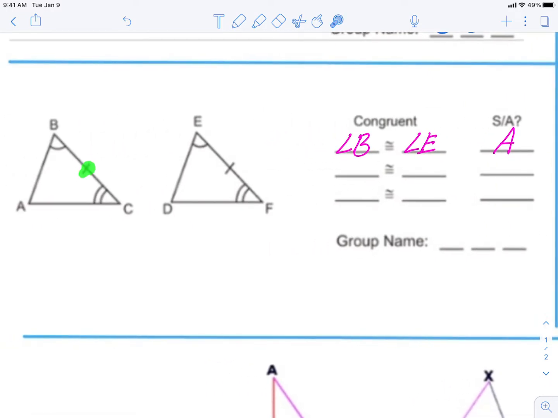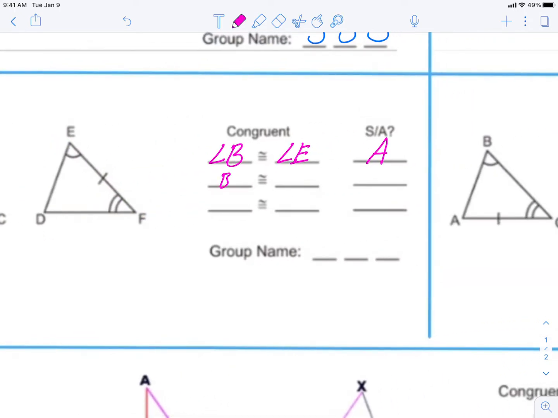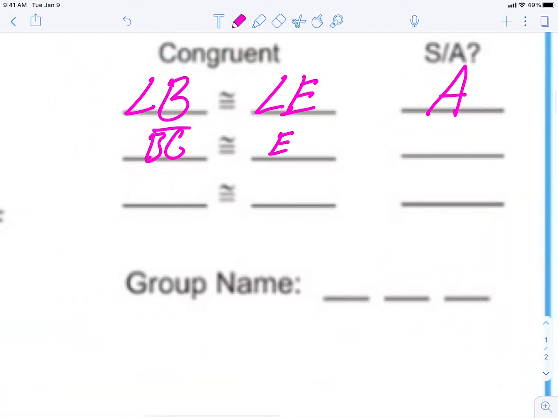And now look at this side. This single dash, BC, is congruent to this single dash, EF. So BC is congruent to EF, and those are dashes, so those are sides.